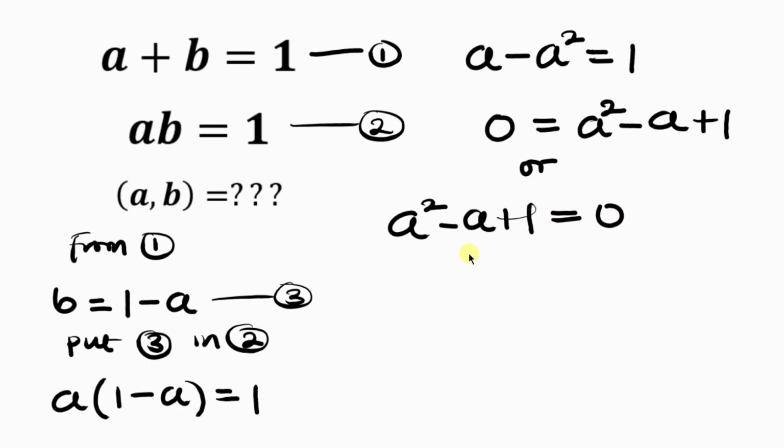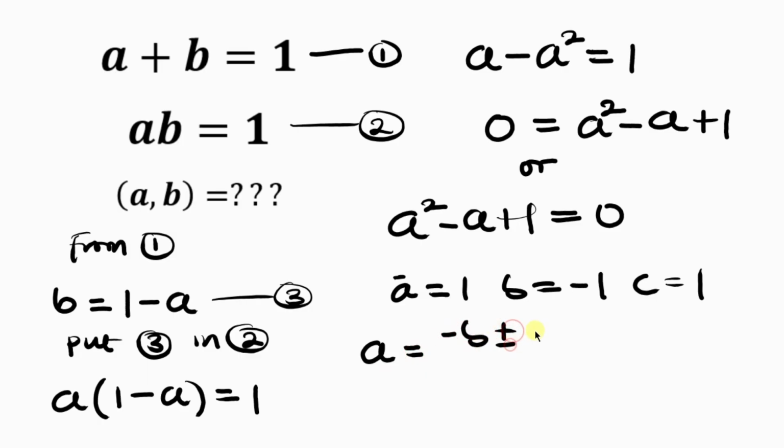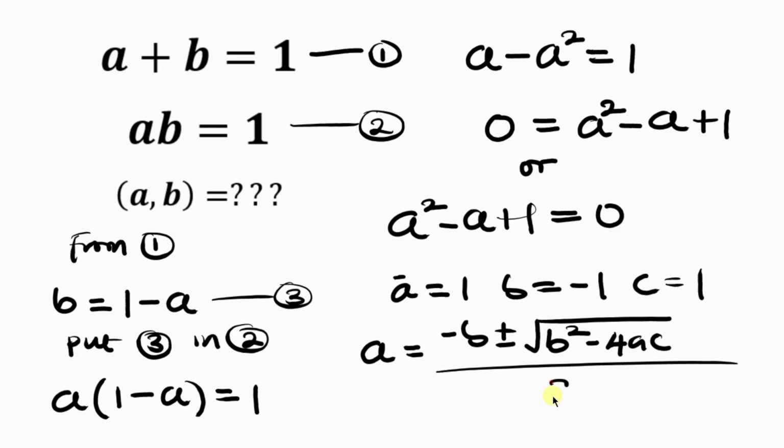Now we can use the quadratic formula to solve this. Our a from here, let me just represent this by a bar to differentiate it from the original a that we're looking for. A bar is 1, our b bar is negative 1, and our c bar is 1. And the quadratic formula that we're going to be using is a is equal to negative b plus or minus the square root of b squared minus 4ac all over 2a.